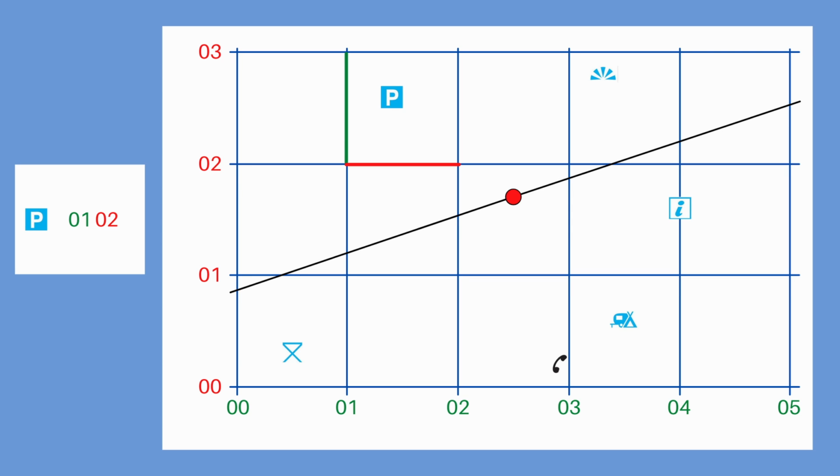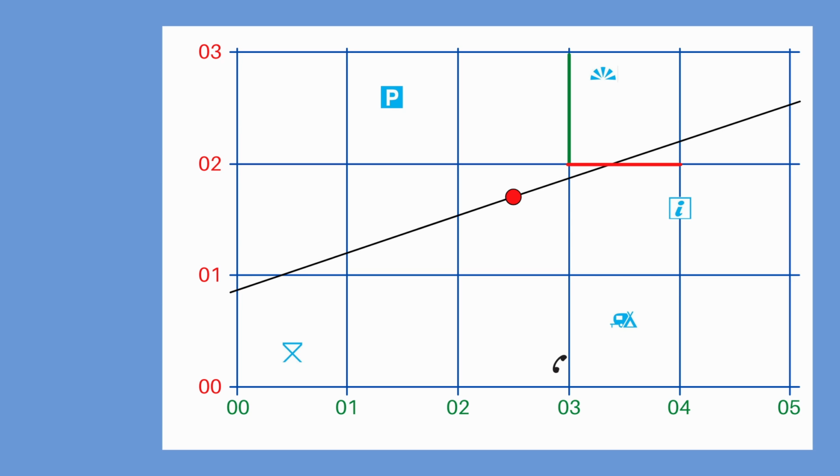The grid reference for the parking on this map is 0102. Look, the numbers aren't separated by a comma. The 4 figures must stand together. The 2 eastings figures always go first. Then the 2 northings figures follow. Some people like to remember it by saying, we go along the corridor first before we go up the stairs.